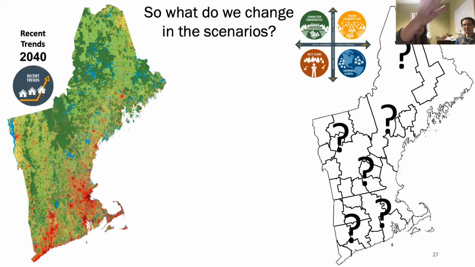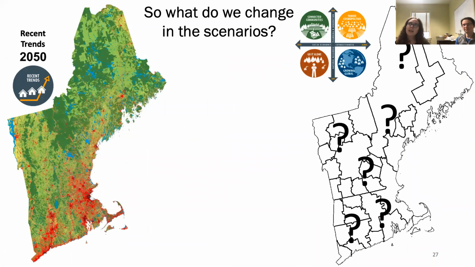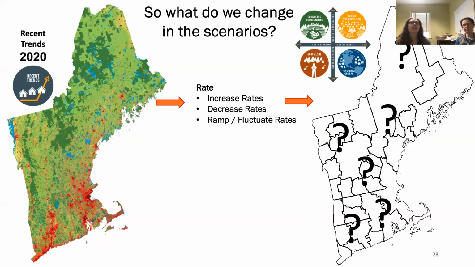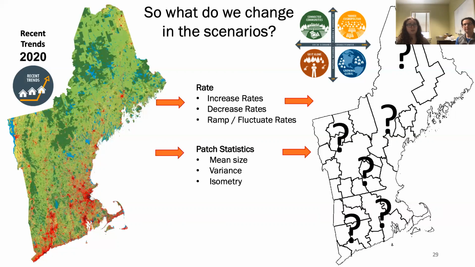So we have a recent trends scenario going on the left here, and we know that the workshop participants expressed how their scenario was different from recent trends. Based on that and a series of follow-up webinars, they modified the recent trends model to produce the scenarios, and they can change things like the rate at which land is changing. They could decrease or increase the rate at which we convert forest into farmland or forest to development. They can change the size or shape of patches.